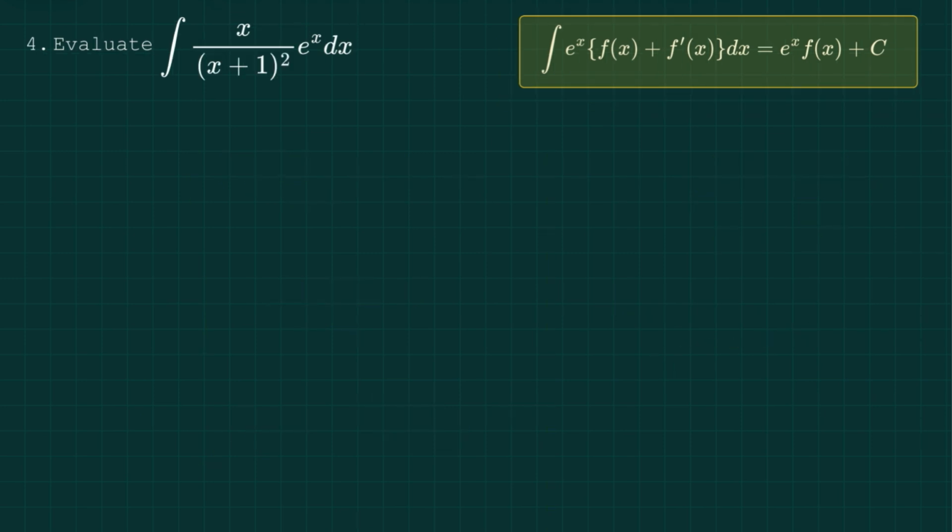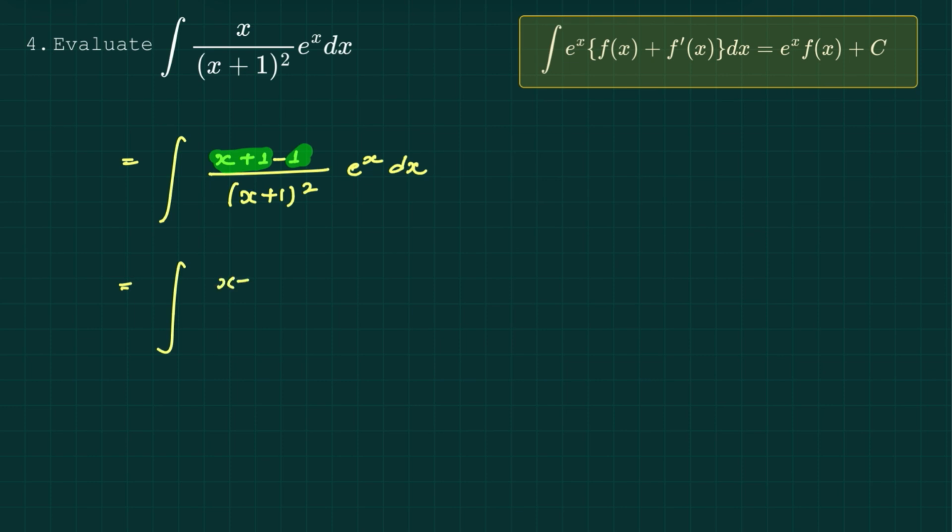Question 4. Integration of x over x plus 1 whole square, e to the power x dx. So here my function is x. Let us add 1 and subtract 1 in the numerator, divided by x plus 1 whole square, into e to the power x dx. Now let us separate the numerator into these two terms, that is x plus 1 and 1. So this equals the integration of x plus 1 over x plus 1 whole square minus 1 over x plus 1 whole square, everything into e to the power x dx.